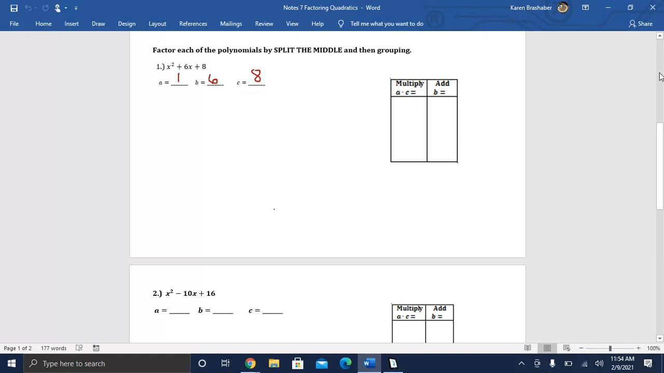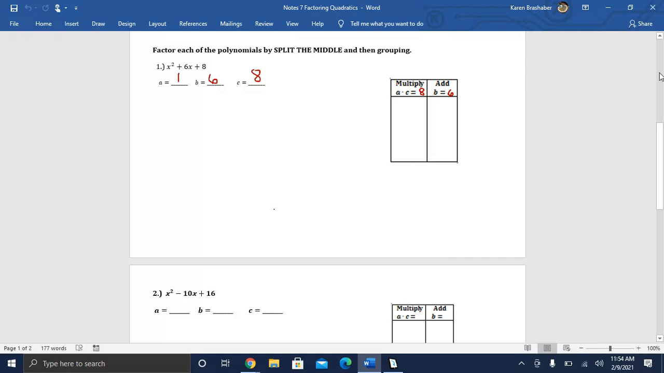Now, I've created a chart for you to fill in. And on this chart, we're looking for what will multiply to give us A times C. Well, our A is 1 and our C is 8. So 1 times 8 is 8. And then what will add to give us our B value? Well, our B value is 6. Now, we want this to happen simultaneously. We want two numbers that will multiply to 8 and at the same time add up to 6.